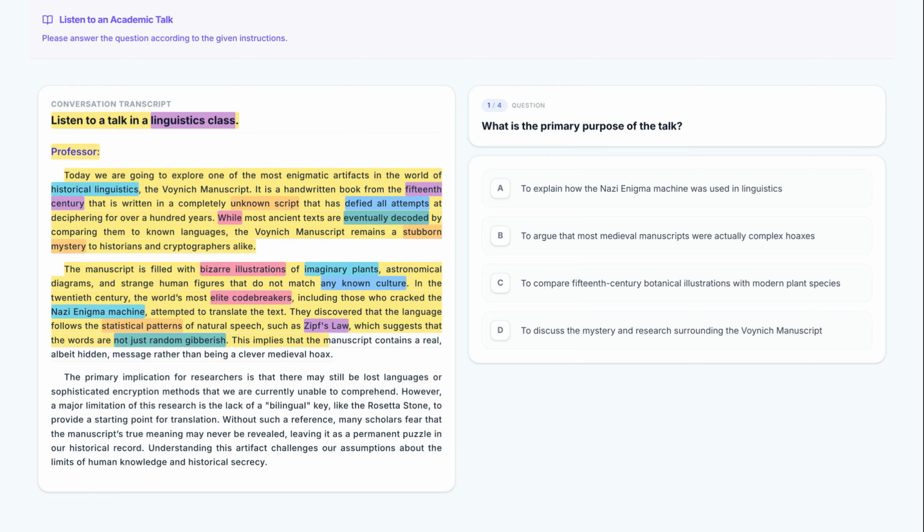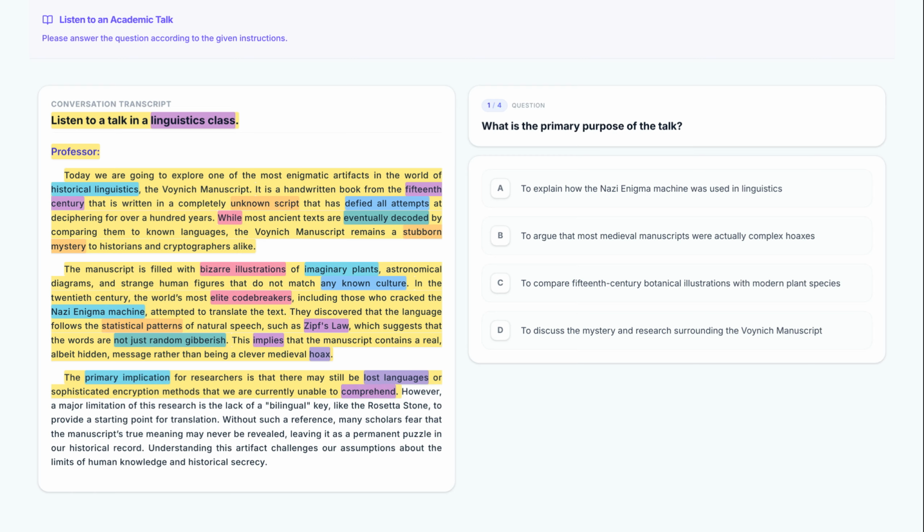The professor uses the word implies to draw a logical conclusion that the book contains a hidden message rather than being a hoax. The professor discusses the primary implication, suggesting that this artifact points toward the existence of lost languages or methods we cannot comprehend.